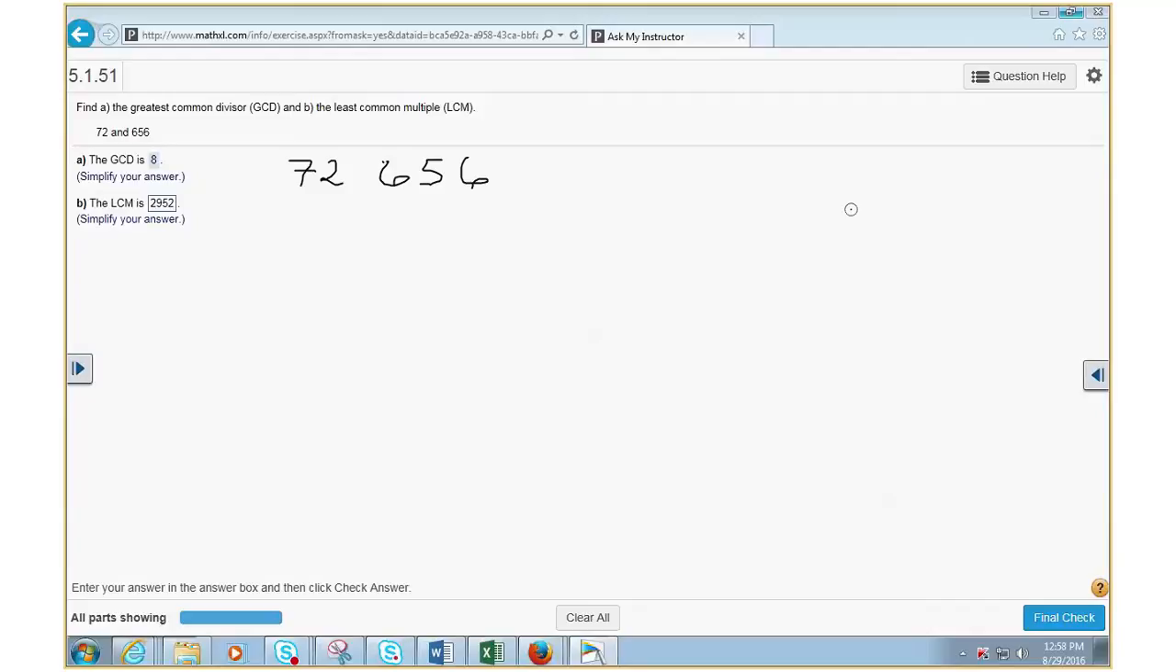All right. So we're doing this problem on the board, if you decide to come in and join us. Greatest common divisor and least common multiple.